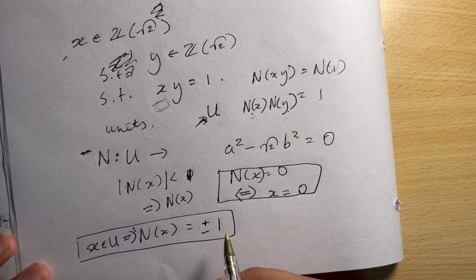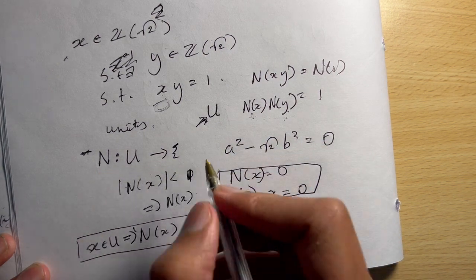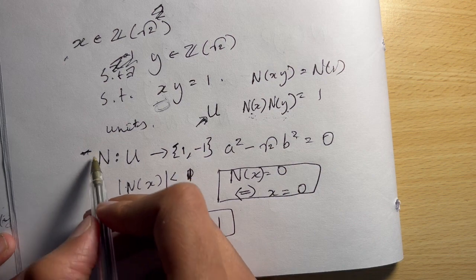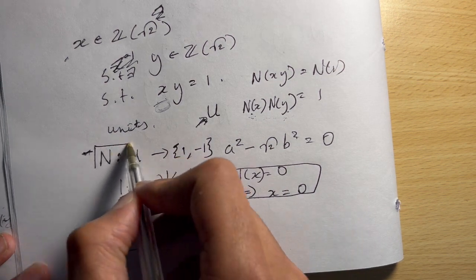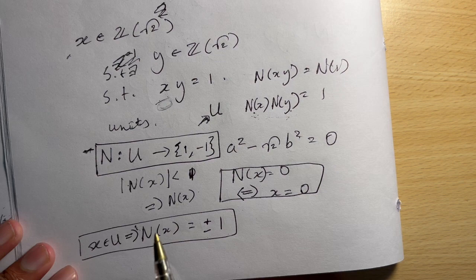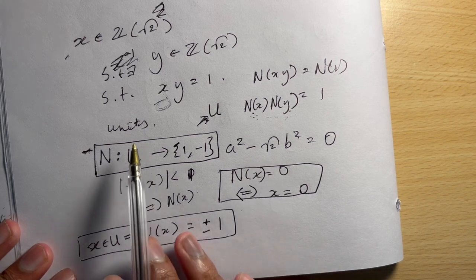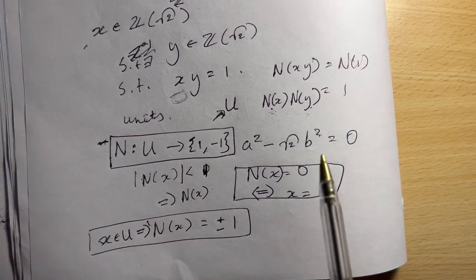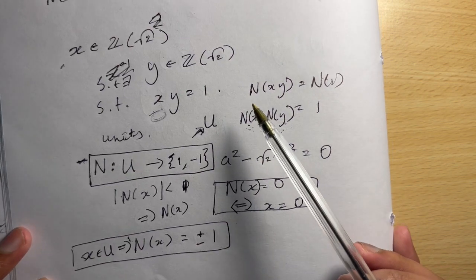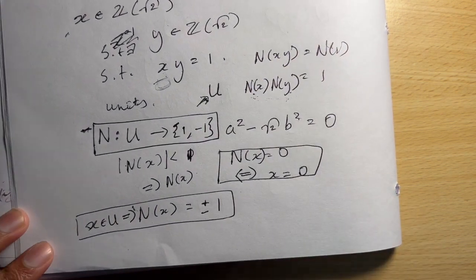In fact, wait, one more thing. The reason we've worked this out is that now we know the units map to 1 and minus 1. Since these are both groups, we have that n is a group homomorphism. In the next video we'll see why this is good, because now we can use theorems we know about group homomorphisms to find out more properties about the solutions of the Pell equation. Okay, see you in the next video.